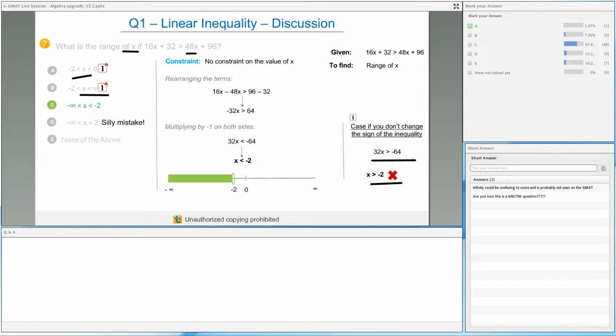Yes, thanks for asking this question, but as you can see, a lot of people still ended up making a mistake. The accuracy level of this question is 67% in this session. Think about it when you have a larger pool of students.